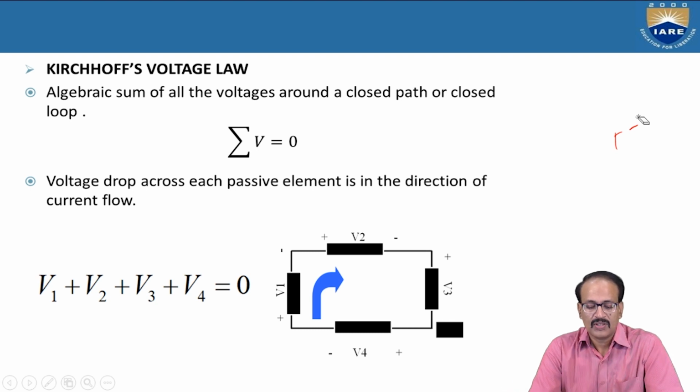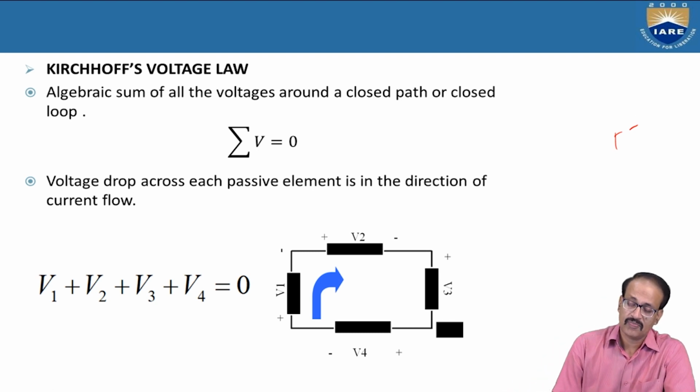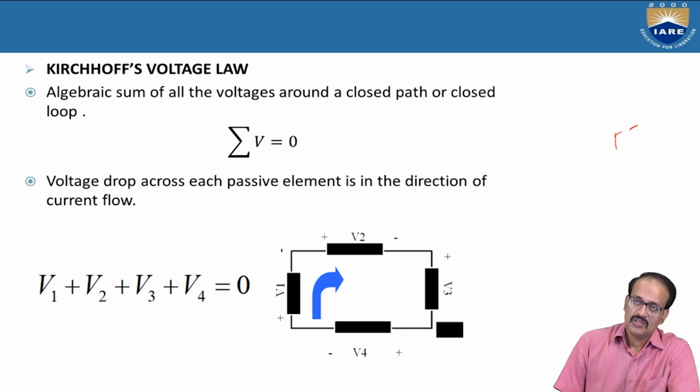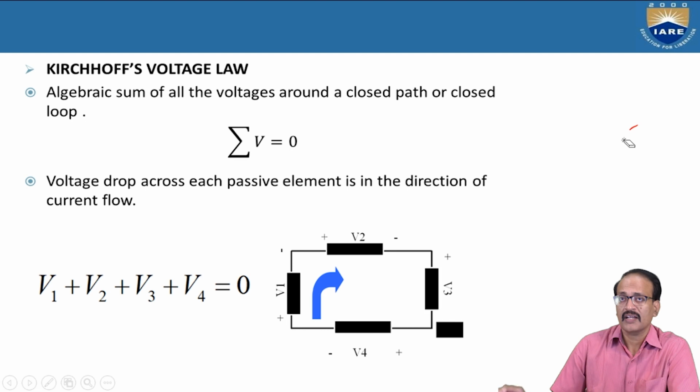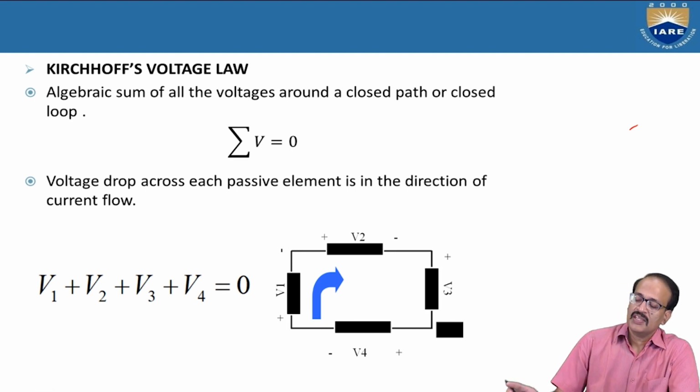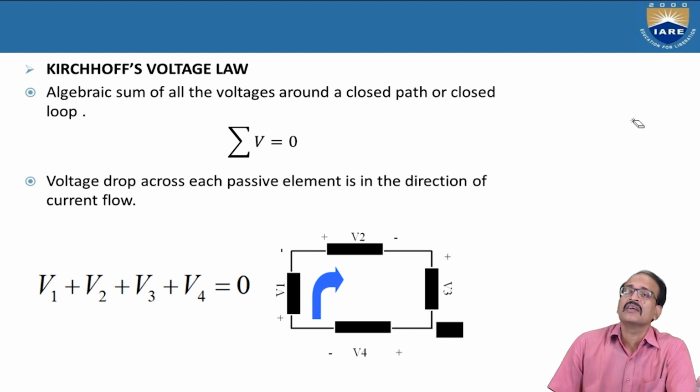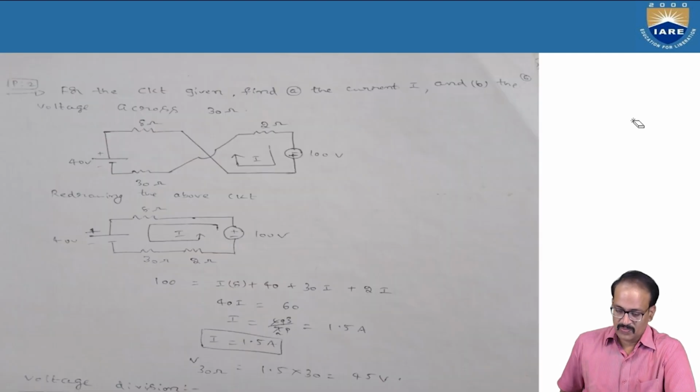So here you can observe there are 4 voltages. According to this voltage law, V1 plus V2 plus V3 plus V4 is equal to 0. Just as in the current law, the sum of the currents at a node is equal to 0, here also the algebraic sum of the voltages in a closed path is equal to 0.